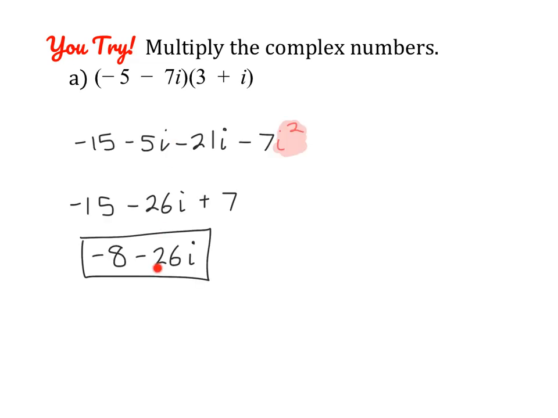All right, so go ahead and check your answers. So your first round of FOIL should give you this, and then just remember i squared is equal to -1, so this actually becomes +7. So when you're done combining like terms, you should have -8 minus 26i.